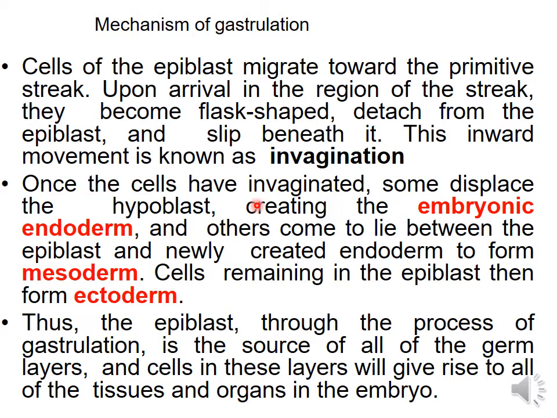Once the cells have invaginated, some displace the hypoblast cells. They create the embryonic endoderm. Others come to lie between the epiblast and the newly created endoderm to form the third layer, which is the mesoderm. The rest of the cells that remain in the epiblast form the ectoderm. Thus, the epiblast, through the process of gastrulation, is the source of all the germ layers, and cells in these layers will give rise to all of the tissues and organs in the embryo.